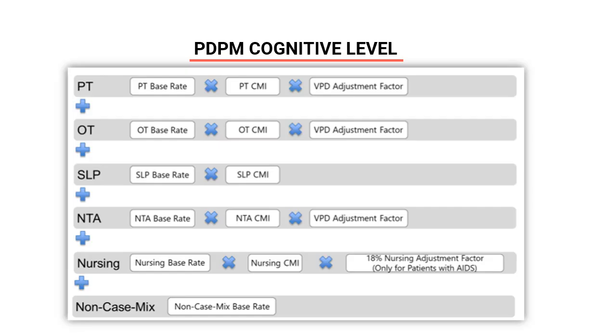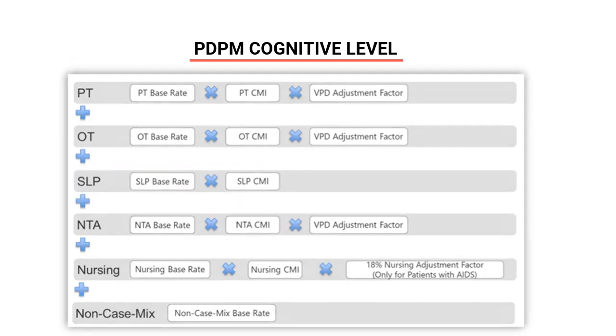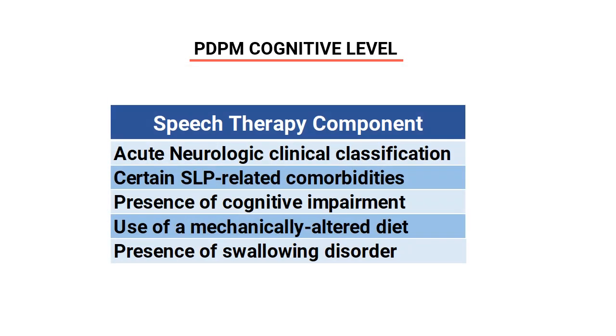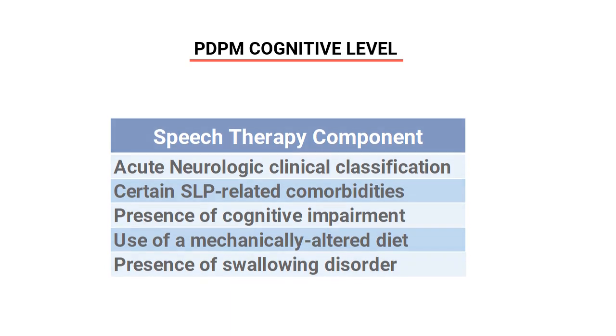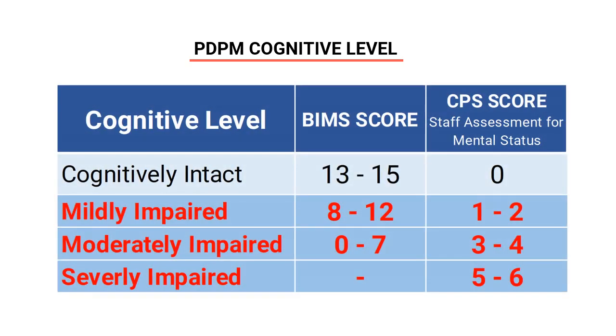The PDPM cognitive level is utilized in the speech therapy payment component of PDPM. Determining the presence of cognitive impairment will help determine one of 5 conditions that impact the patient's speech therapy case mix group. One of 4 PDPM cognitive performance levels is assigned based on the Brief Interview for Mental Status, BIMS, or the Staff Assessment for Mental Status.